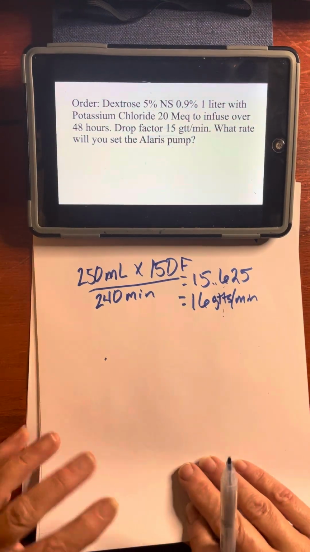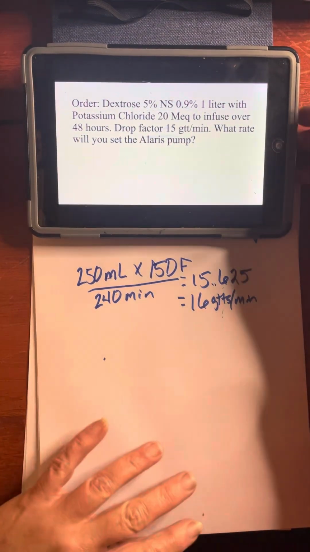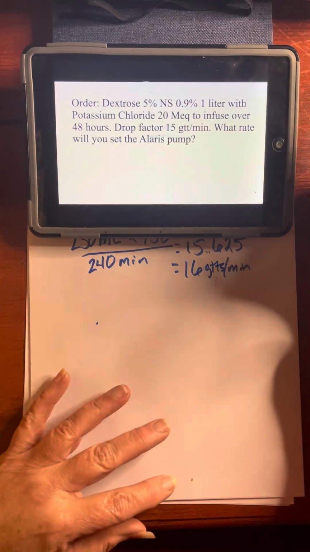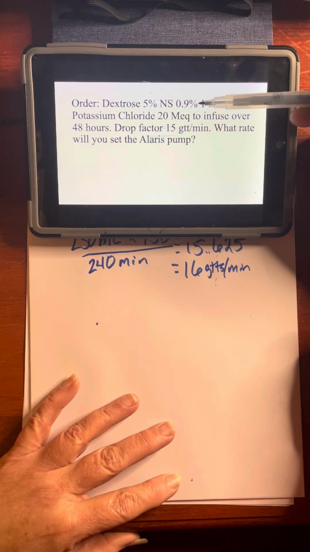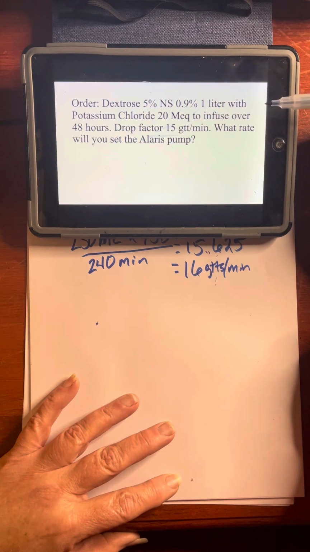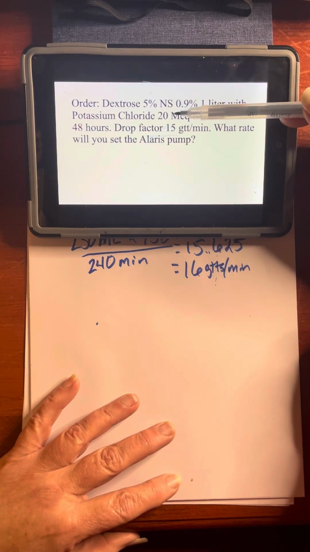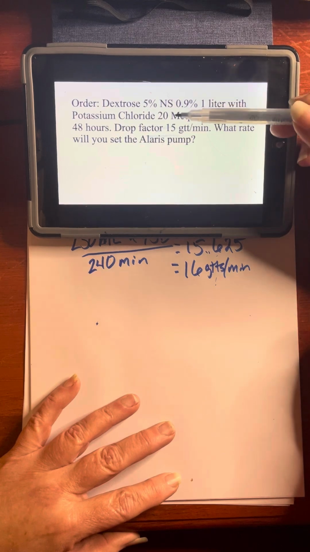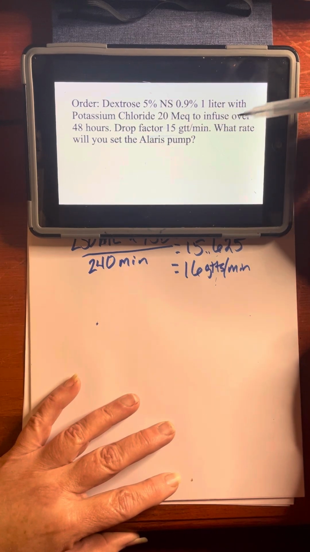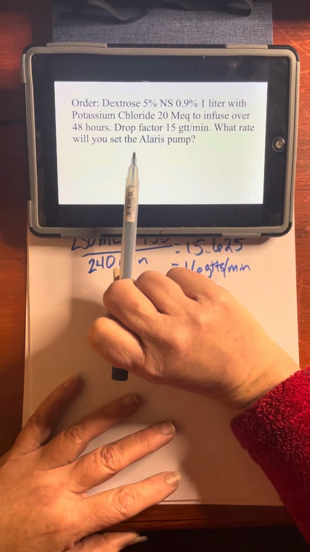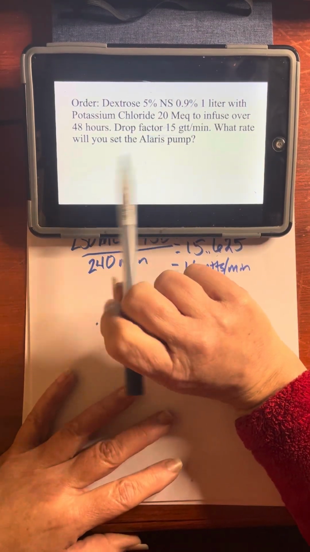The order is for dextrose, D5 normal saline, 1 liter, with potassium chloride 20 milliequivalents to infuse over 48 hours. The drop factor is 15 drops per minute. What rate will you set the Alaris pump?